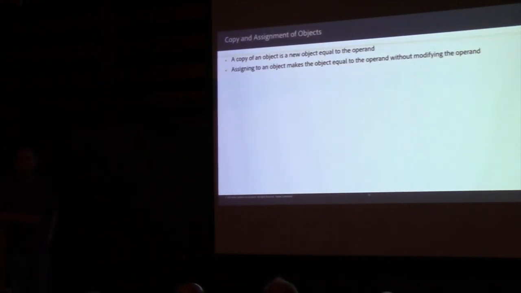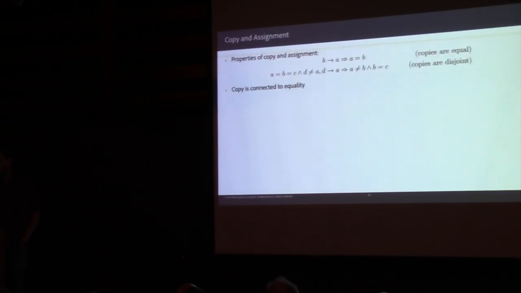A copy of an object is a new object equal to the original. And assigning to an object makes the object equal to what was assigned to it. Here are our axioms for copy. If I put B into A, then A has to equal B.